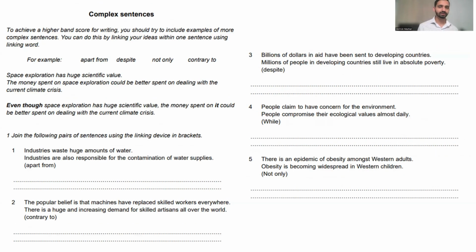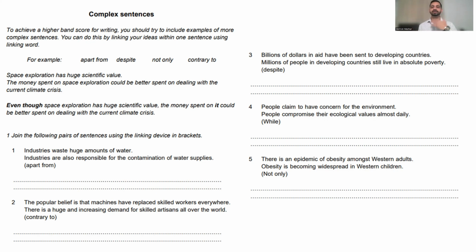Let's keep moving. All right, let's look at complex sentences. And this activity, we're going to look at complex sentences. To achieve higher band for writing, you should try to include examples of more complex sentences. You will have to write complex sentences. If you don't write complex sentences, you write just simple sentences, you will not be able to achieve higher band in IELTS. Okay, you can do this by linking your ideas within one sentence using linking words.